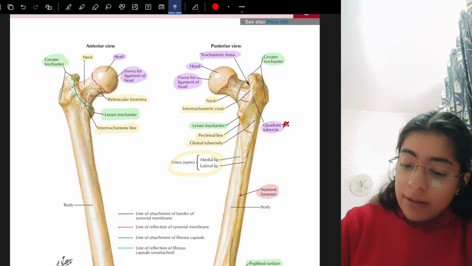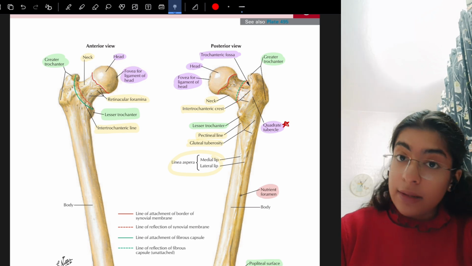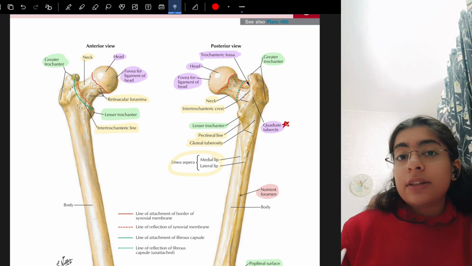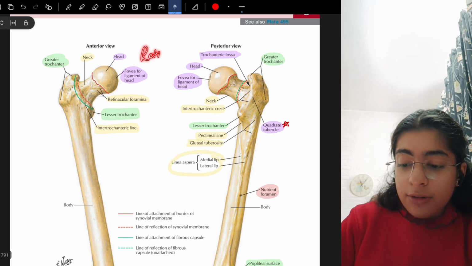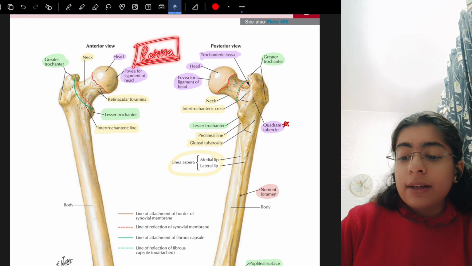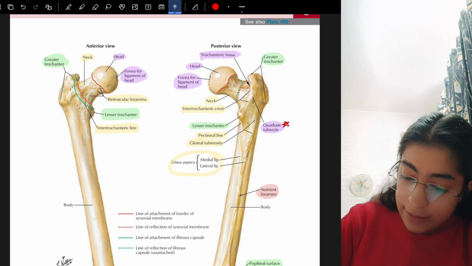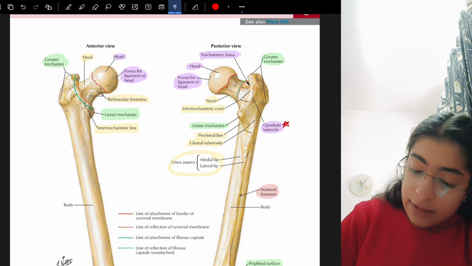Next, here you can see on the head there is a fovea for the ligament of the head, right? So fovea is a depression. You must have studied about fovea in the retina in school, right? About the retina, there is a fovea, so there also the fovea is a depression. Next is the neck. In the neck there are retinacular foramina, and here I can see the greater trochanter and the lesser trochanter.